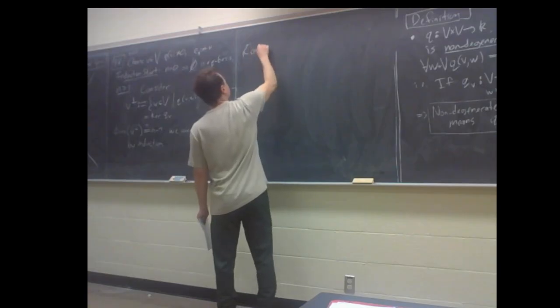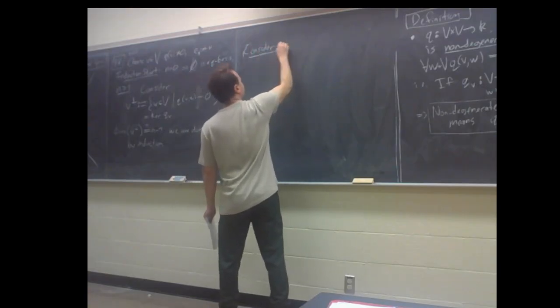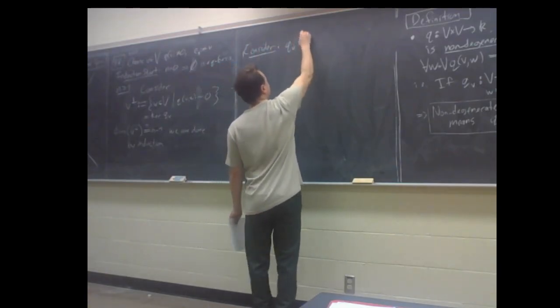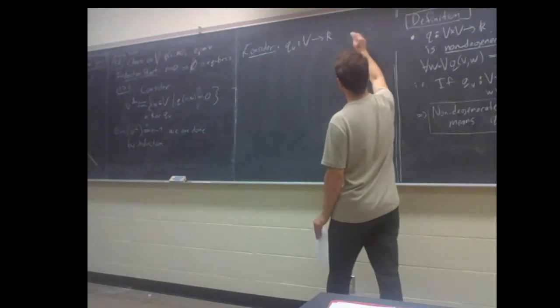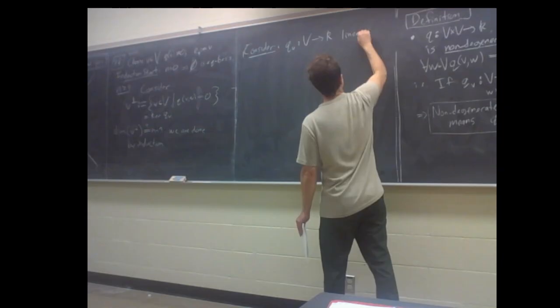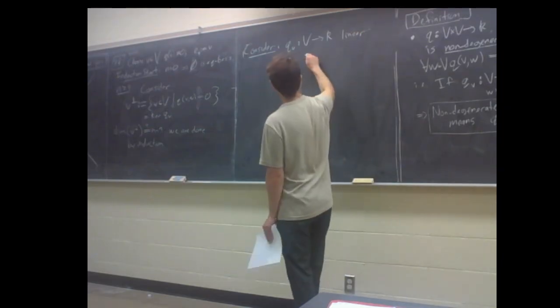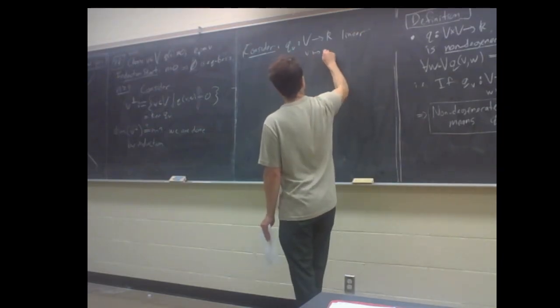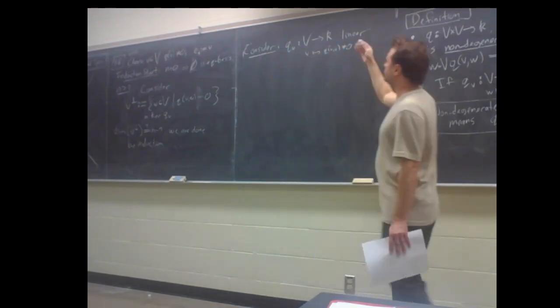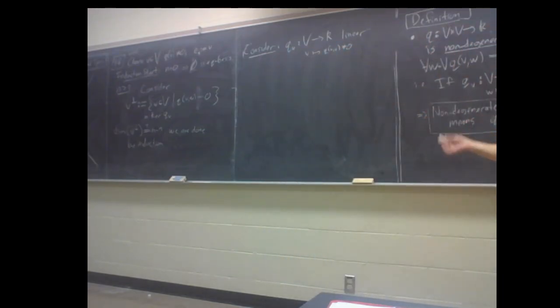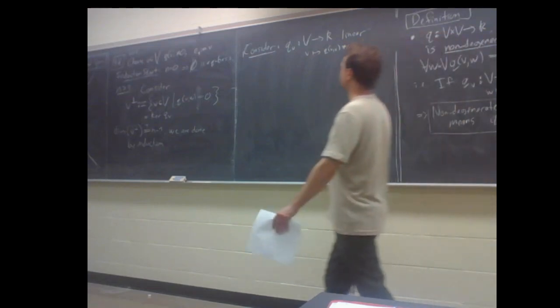So consider Q(v, ·) going from our vector space to the base field. So this is a linear operator. And we know that for some v, Q(v, v) is not 0. So it's a linear operator onto a one-dimensional vector space, and therefore it's surjective.